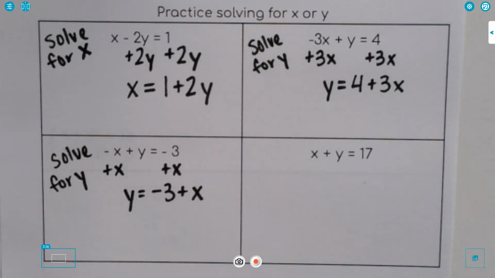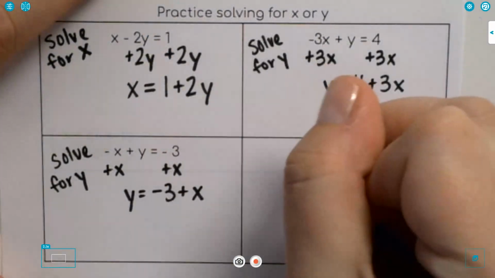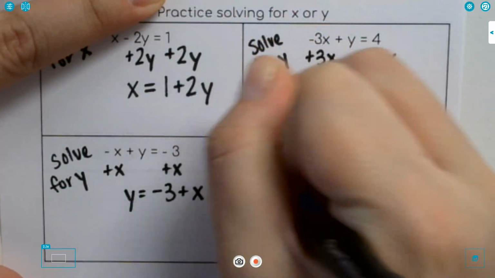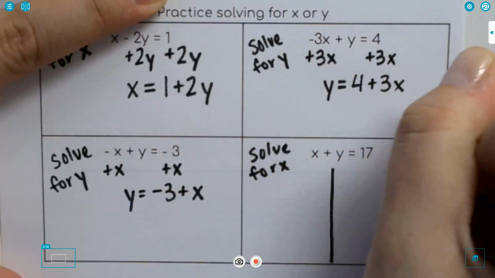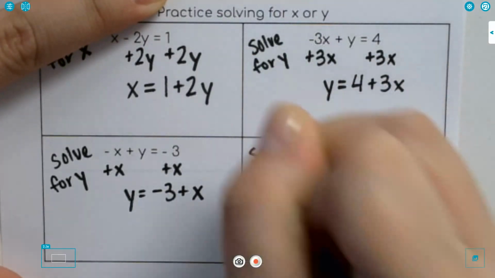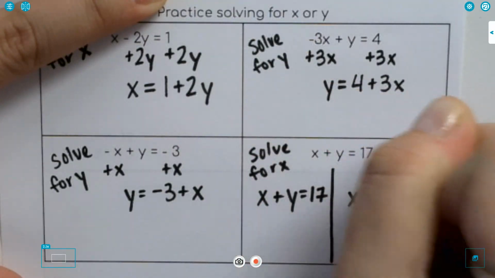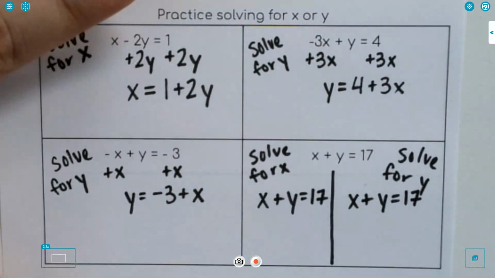Okay, last one. What's easiest to solve for? Neither of them have a coefficient other than 1. They're both positive, so they are the exact same amount of work to solve for. So let's do both, just so you can see it in your notes. Solve for x, solve for y. Write down x plus y equals 17, twice. I'm just rewriting it twice, so I have it twice for myself.